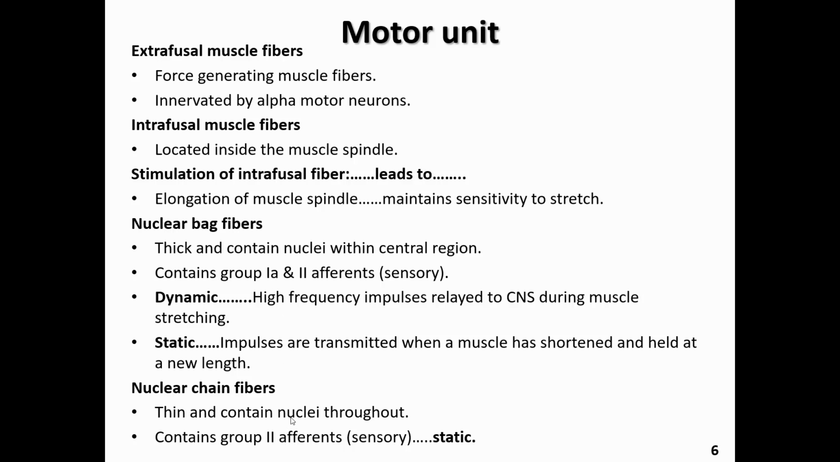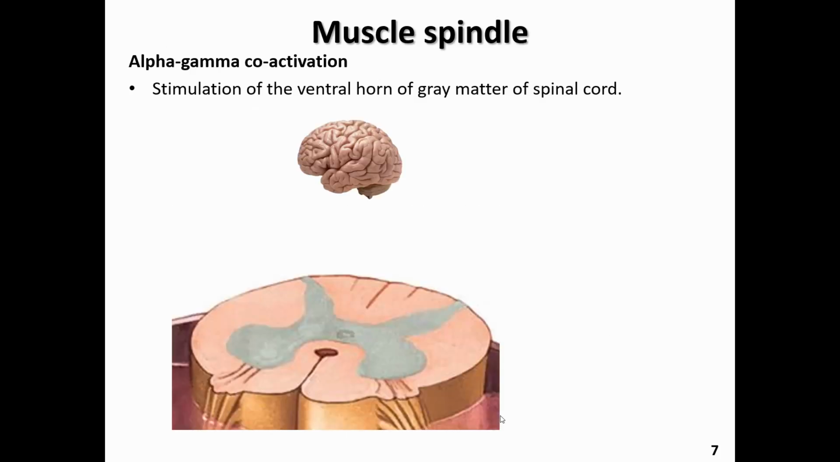And the nuclear chain fibers are largely considered to be static, in that when a muscle is held at a new length and not moving, these fibers, these group 2 afferents, will continue to discharge action potentials towards the spinal cord. Coming back to the motor neurons that control these muscle fibers, we talk about this concept called alpha-gamma coactivation.